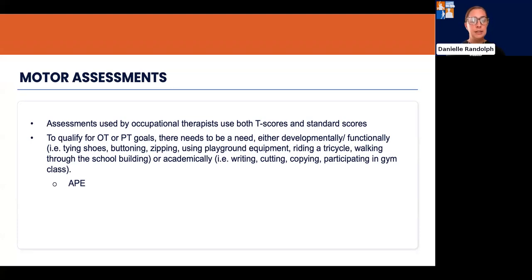Adaptive physical education, a lot of times there are separate assessments for that. I don't really know what those are, but a lot of times if you're looking for adaptive PE, that's going to be a separate assessment that you would want to ask for at the planning meeting.